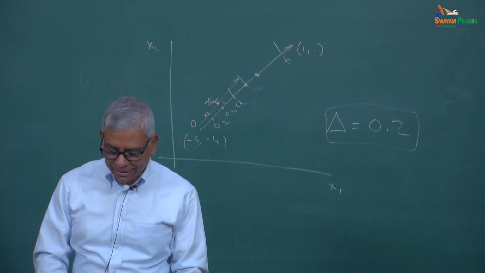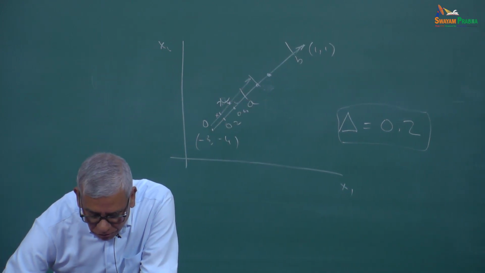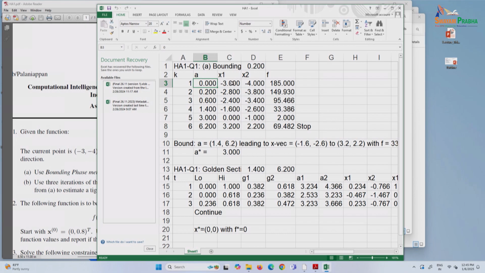If you go to Excel, you see I've got 0 and the corresponding x1, x2 along that direction, which is (-3, -4), and then the corresponding function value. I've coded the function value. This comes from x1, x2: (x1 square minus x2) whole square plus x2 square. That's the objective function. I've coded it and I get the value here.